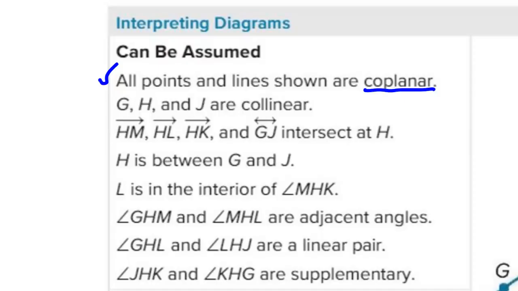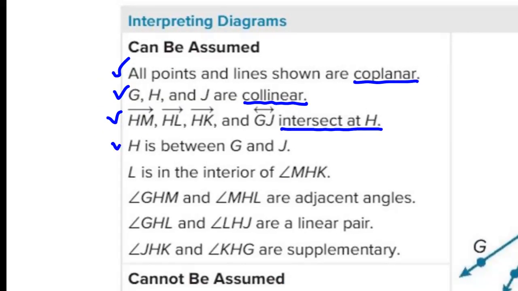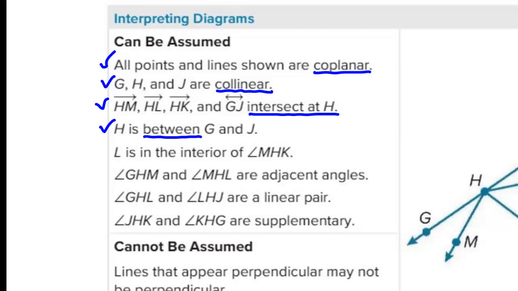If I have 3 points that are all on the same line together, I am allowed to assume that they are collinear. The rays that come back here and touch at point H, I'm allowed to assume that they all intersect at H. I'm allowed to assume that points are between other points. So H is between G and J. I'm allowed to assume that L is on the interior of angle MHK.